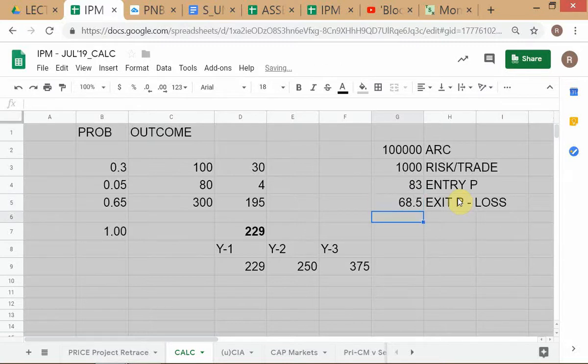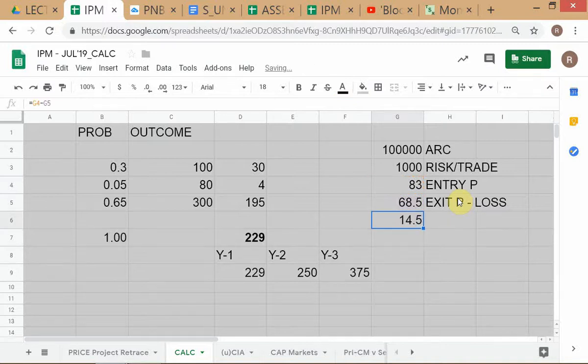Okay, so now projected loss per share is 83 minus 68 and a half, that is 14.5. Therefore, the number of shares: most people decide the number of shares arbitrarily. The number of shares is actually an endogenously determined variable. You understand endogenous, exogenous? We'll cover that when we do models. But the number of shares is not to be arbitrarily determined. It is a derived number.